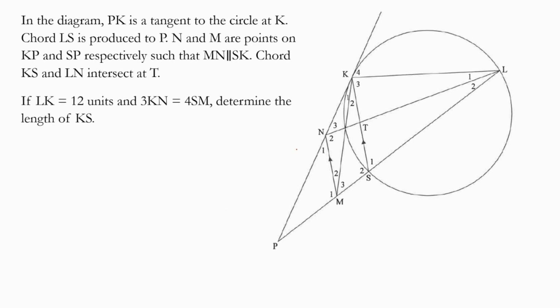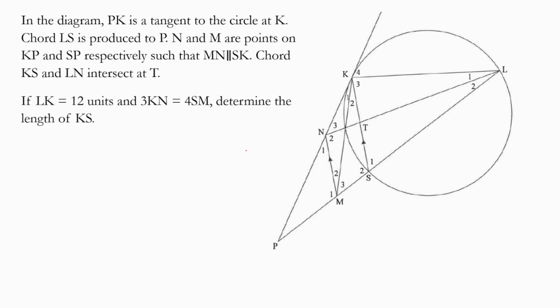In the diagram, PK is a tangent to the circle at K. Chord LS is produced to P. N and M are points on KP and SP respectively, such that MN is parallel to SK. Chord KS and LN intersect at T. If LK is 12 units and 3KN is equal to 4SM, determine the length of KS.